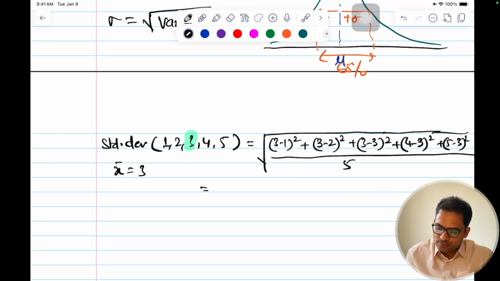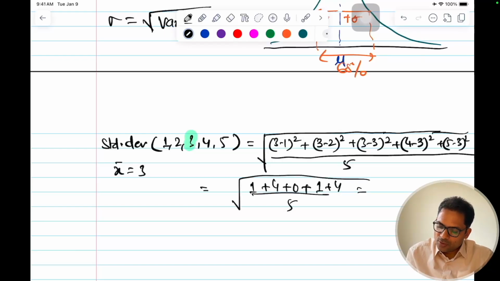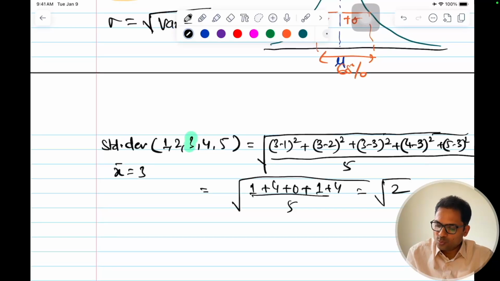This will be equal to 3 minus 1 is 1, so 4 plus 1 plus 0 plus 1 plus 4, by 5. 4, 5, 10. So square root of 10 by 5, that is square root of 2. That is 1.4 approximately.